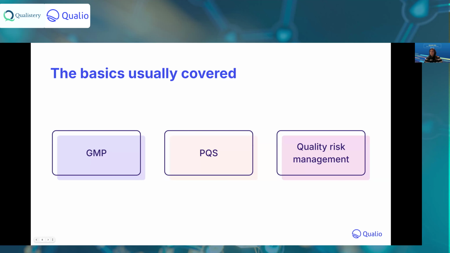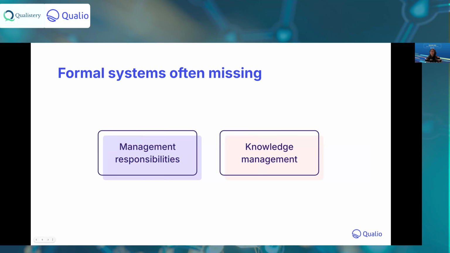So these are the aspects that are usually covered. So what's missing? So from that diagram, I hope you recognize these as the two enabler pillars: management responsibilities and knowledge management. So where are we if our leadership isn't pushing quality objectives?